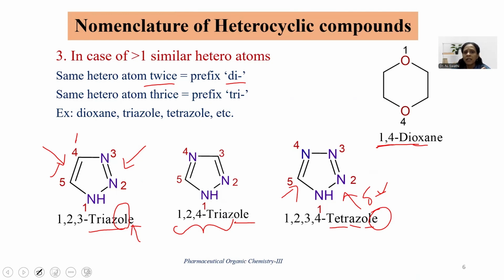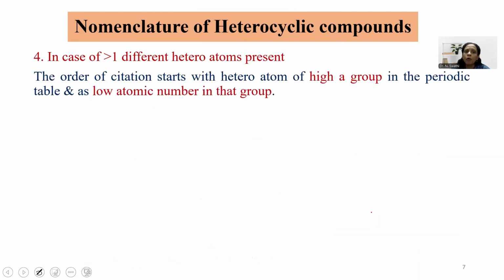Now, in case the given heterocyclic compound has more than one different heteroatom. Say for example, the given compound is a 5-membered ring having oxygen and nitrogen as heteroatoms. In that case, which one do we have to give priority? As I discussed already, we should always start numbering from a heteroatom. Now, if 2 heteroatoms are present, from which heteroatom do we have to start the numbering? In that case, we have to follow a particular rule: the order of citation starts with the heteroatom of high group in the periodic table.